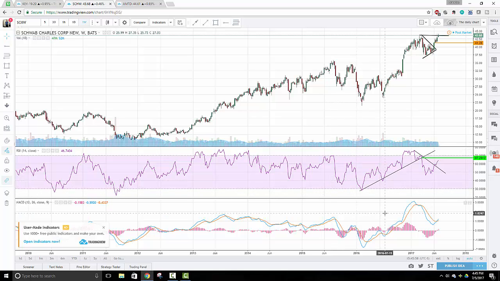Final point that I'm going to leave everybody off with is MACD. We know that MACD crosses above the zero line or below the zero line are less significant.